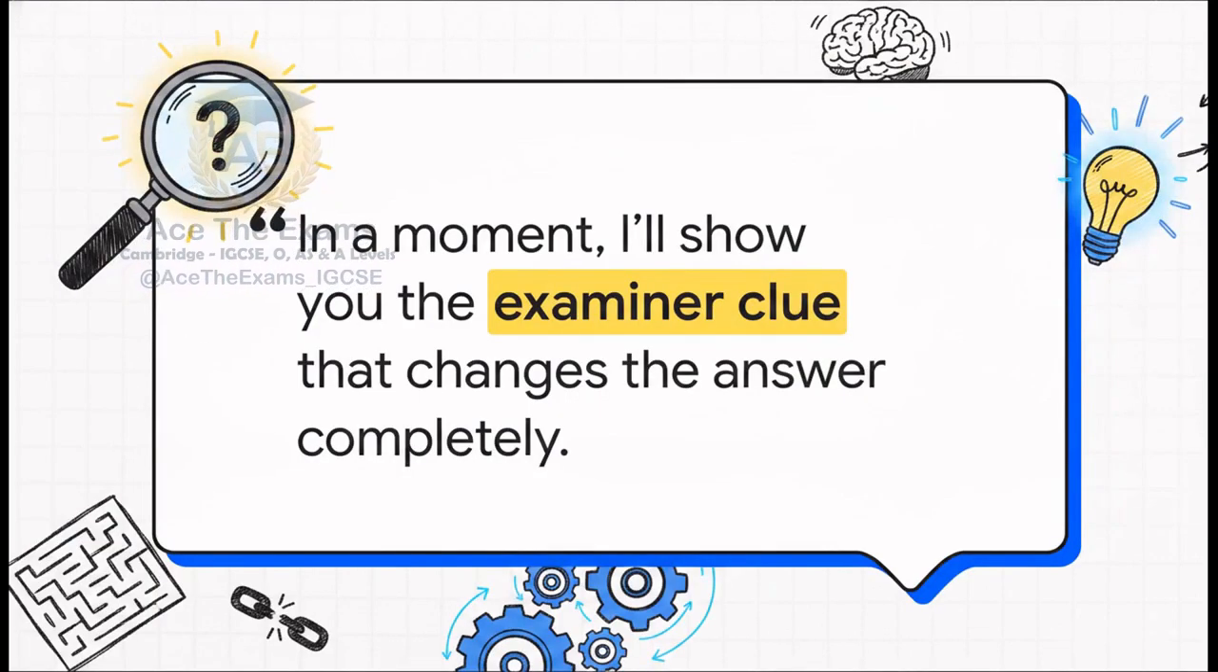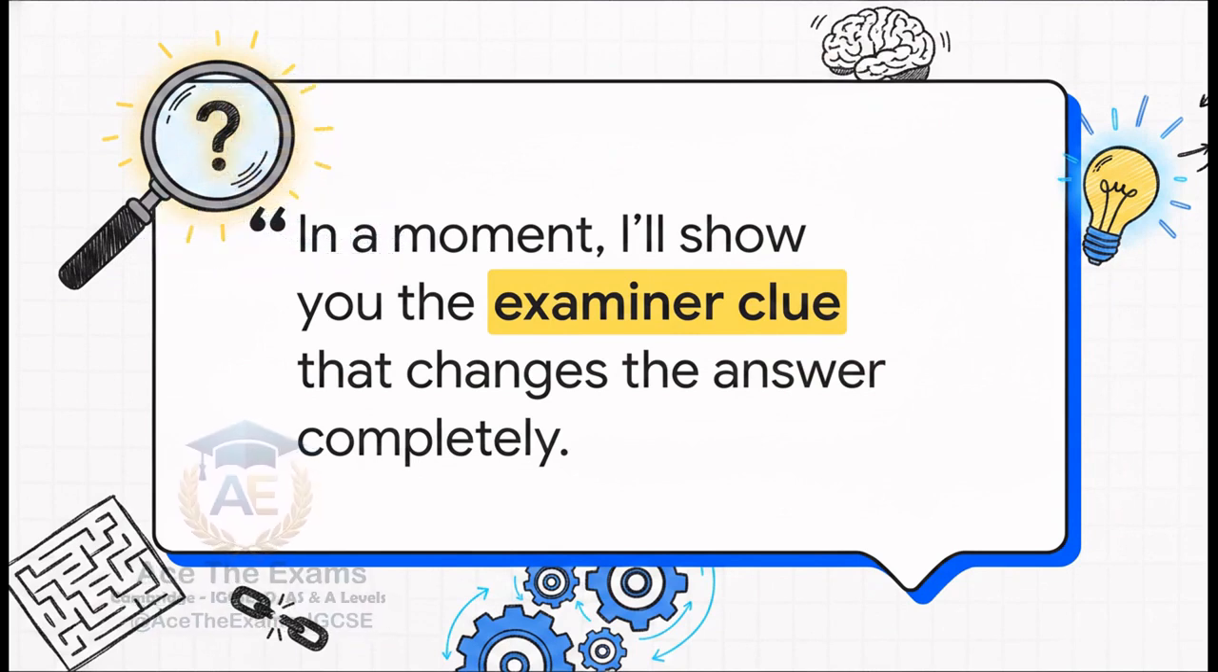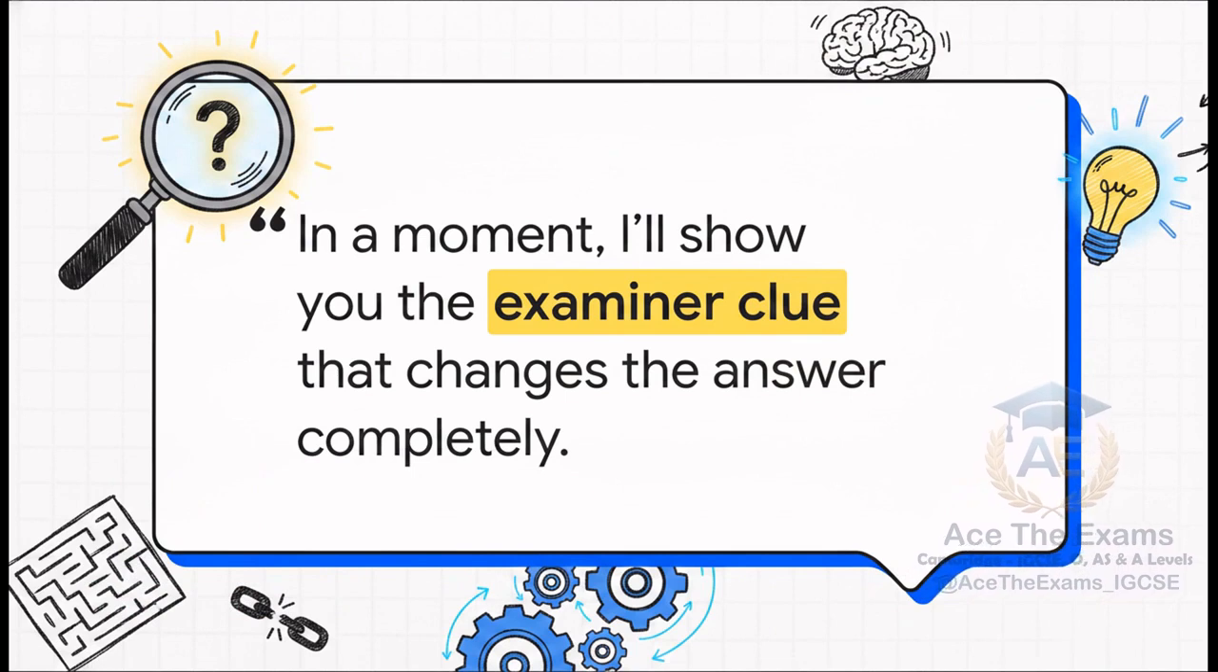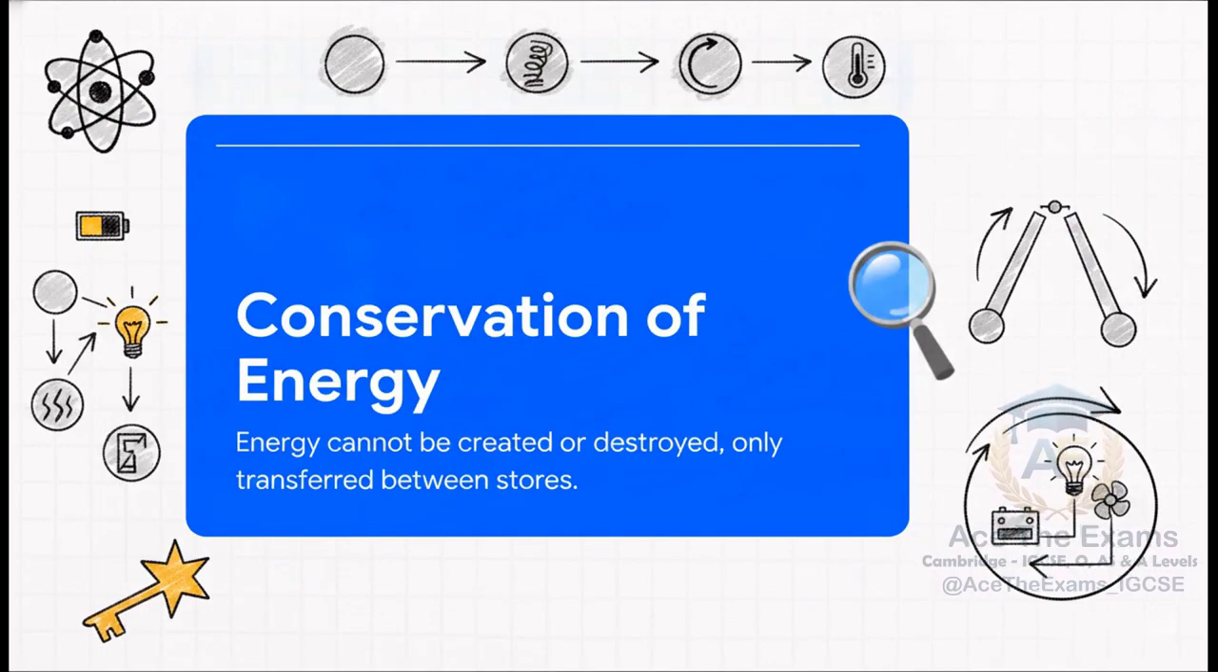Now, I need you to pay very close attention here. In a moment, I'll show you the examiner clue that changes the answer completely. But first, you need the framework that makes that clue obvious. Because honestly, if you don't grasp the core concept first, that massive clue will slip right past you and you'll fall straight back into the traps we were just talking about. So let's hit step 1 of our framework, the concept.